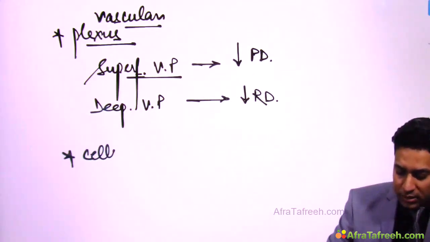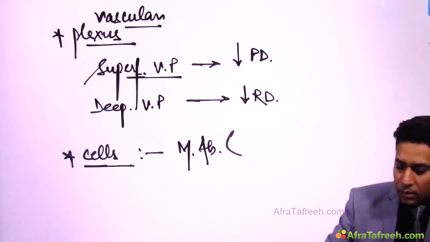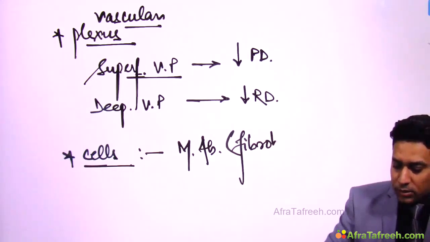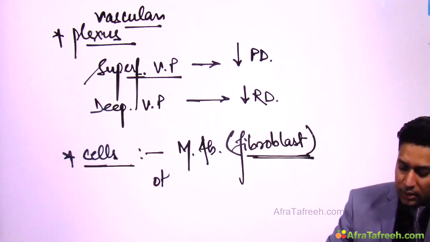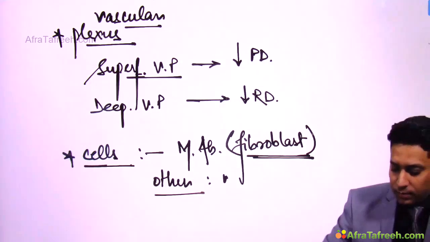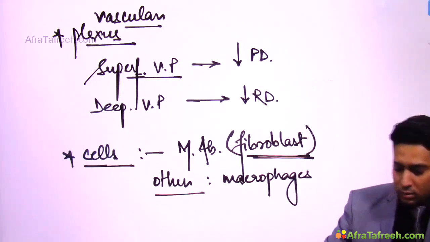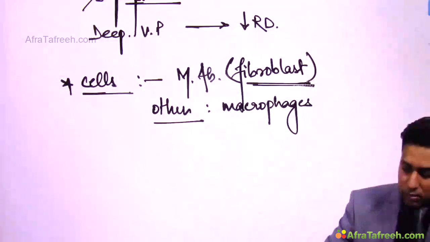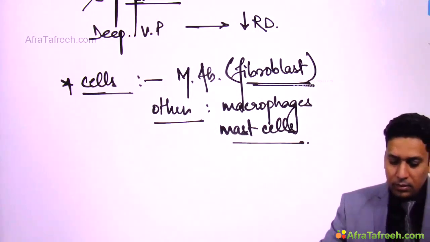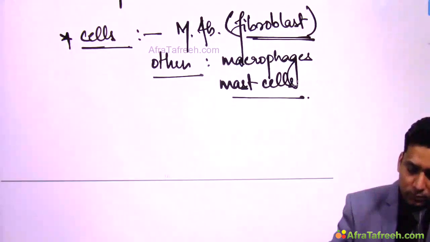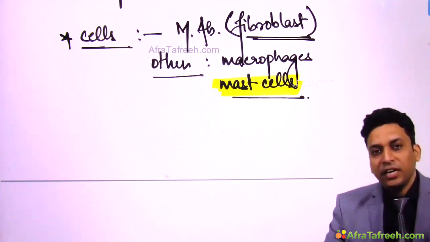In dermis there are various cells which are present. Among them, the most abundant cells are fibroblasts. Then other cells which are present are macrophages and mast cells. Now these mast cells are very important because when they become defective, they might lead to certain disorders.